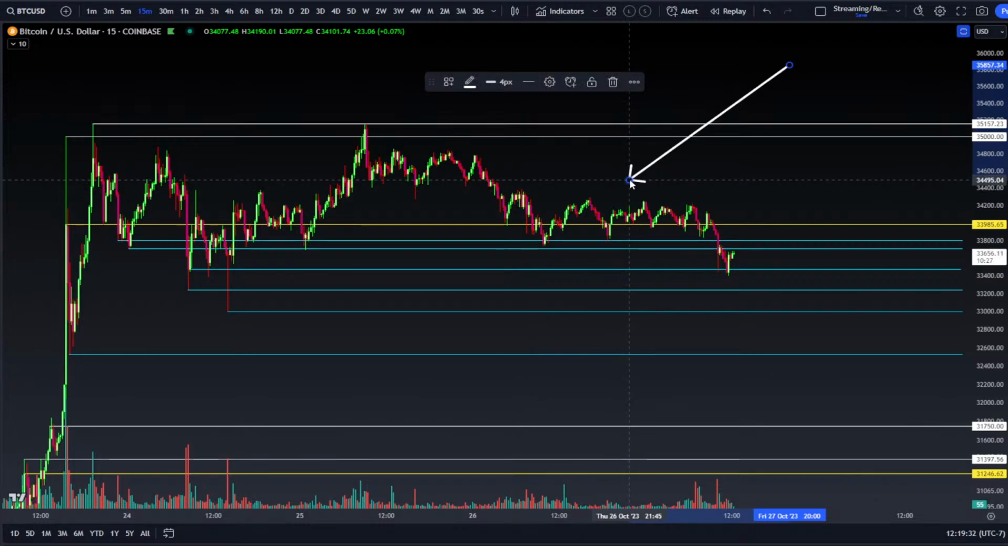So that's kind of where we're at with Bitcoin. Long one on Bitcoin today. It is important that we understand continuation and invalidation.